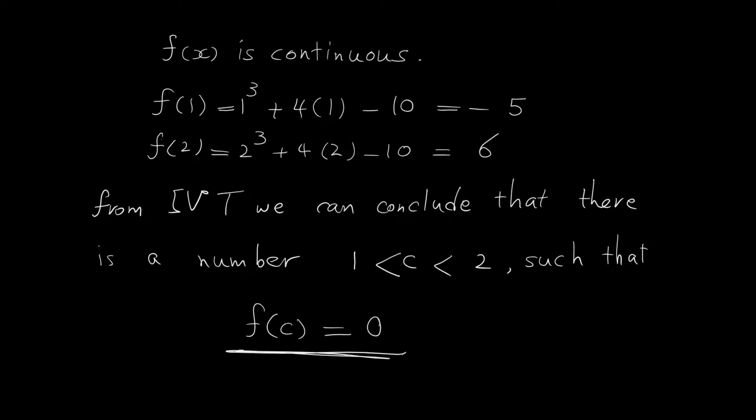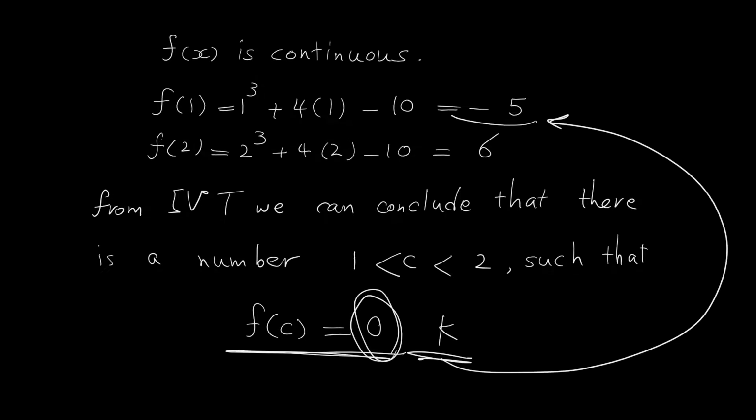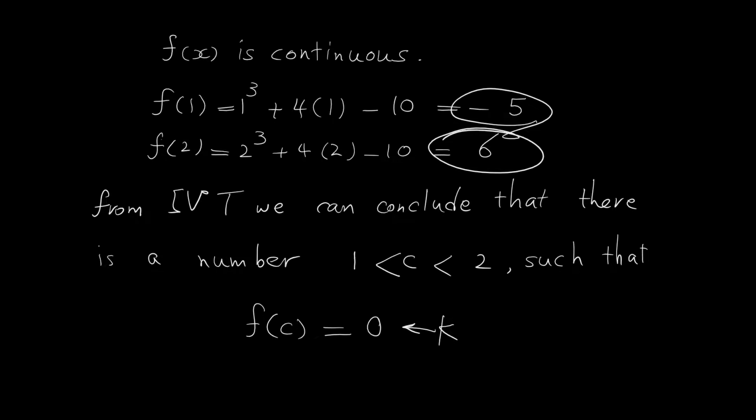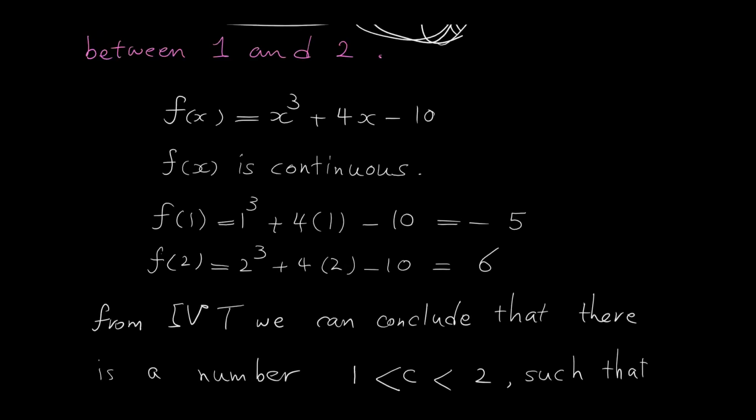Why can we have this conclusion? Attention, this 0 plays the role of number k in the IVT. If k is a number between these two numbers, then definitely there is a number c that f of c is equal to k. Because we wanted to prove that the function has a solution, we choose k as 0. So this completes the solution of this equation.